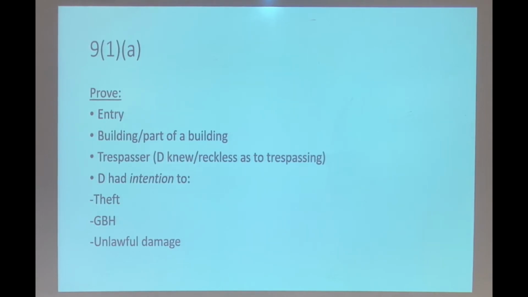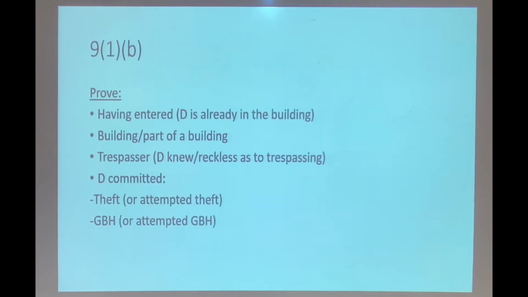So in terms of 91A and 91B, in terms of what you need to prove, if you're going through 91A first, you need to prove that the defendant has entered, that it's a building or part of a building, that they're a trespasser, so that they knew or were reckless, or they should have known that they were trespassing, and that the defendant had the intention to do one of those three things, only one, and then that would mean they're guilty of 91A.